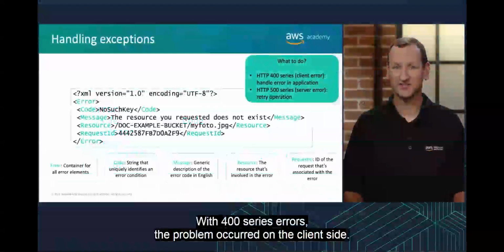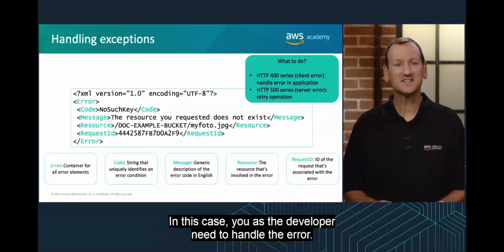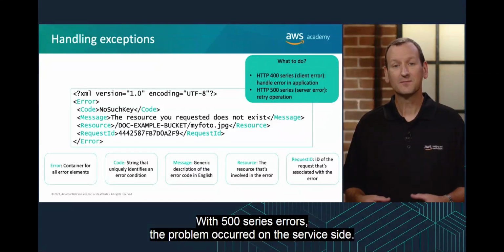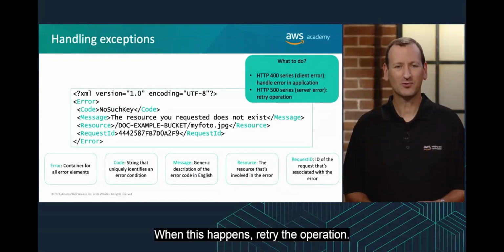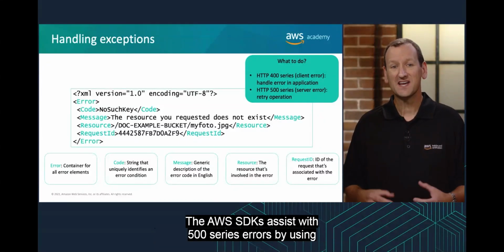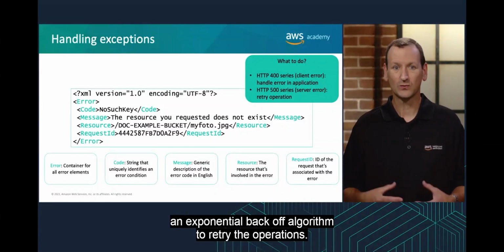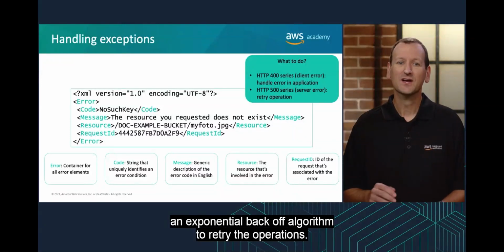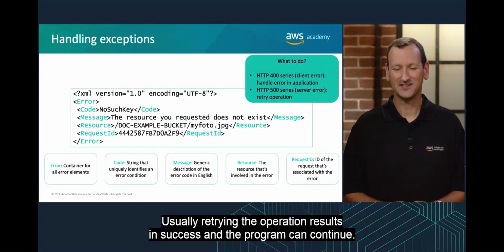With 400 series errors, the problem occurred on the client side. In this case, you, as the developer, need to handle the error. With 500 series errors, the problem occurred on the service side. When this happens, retry the operation. The AWS SDKs assist with 500 series errors by using an exponential back-off algorithm to retry the operations. Usually, retrying the operation results in success, and the program can continue.